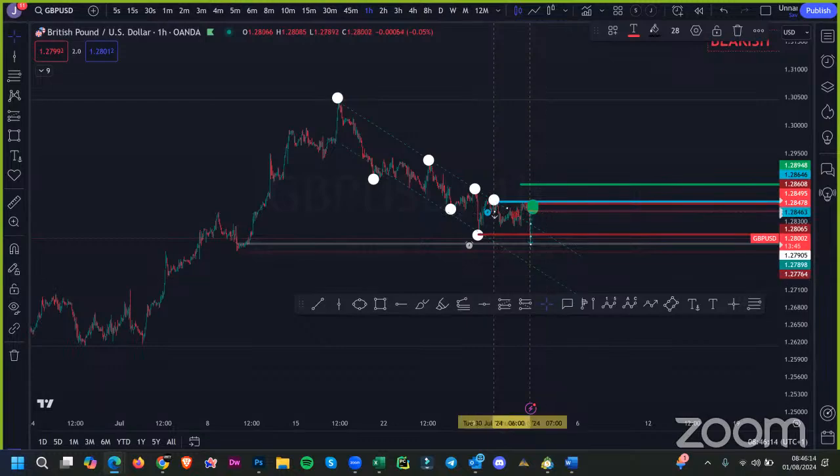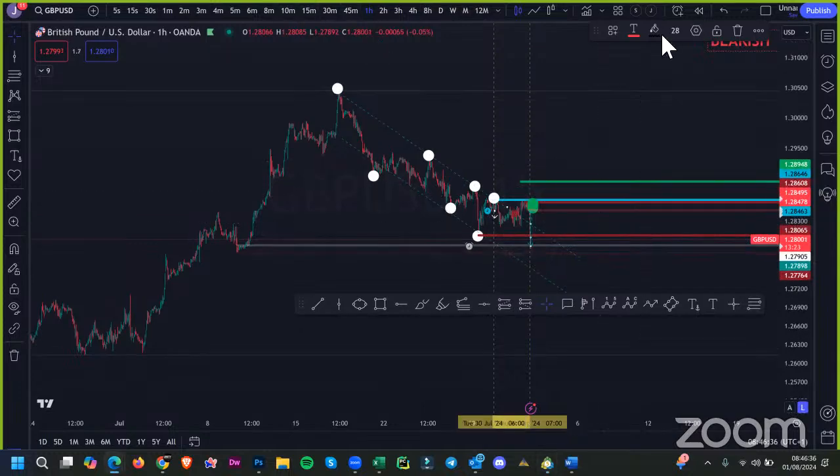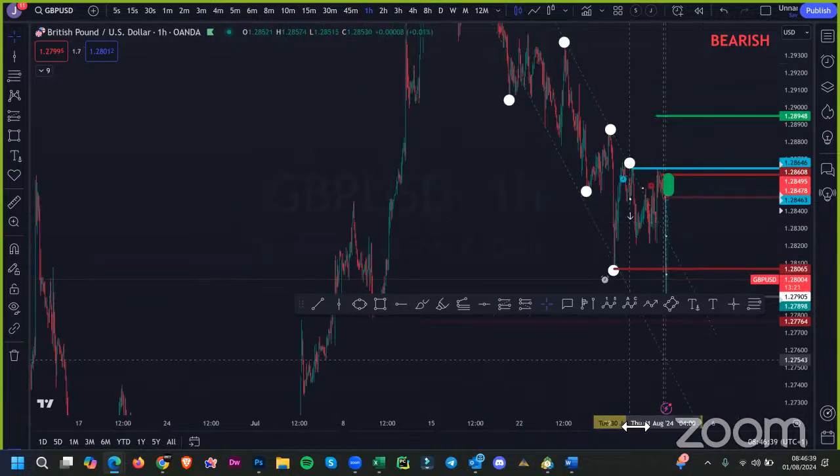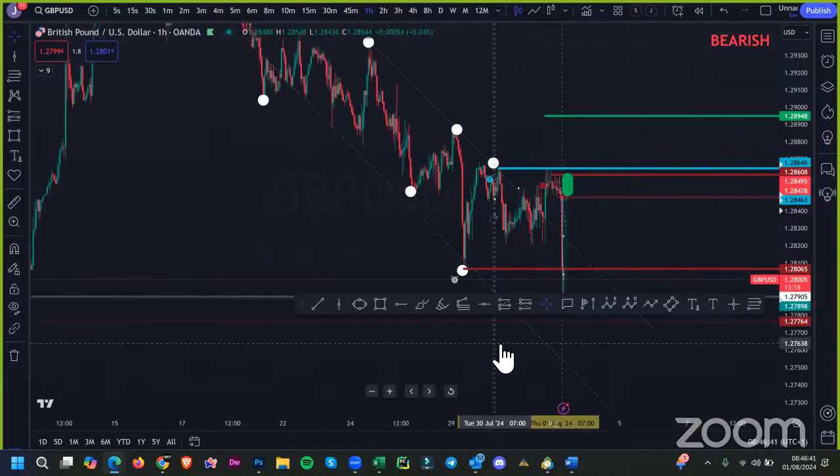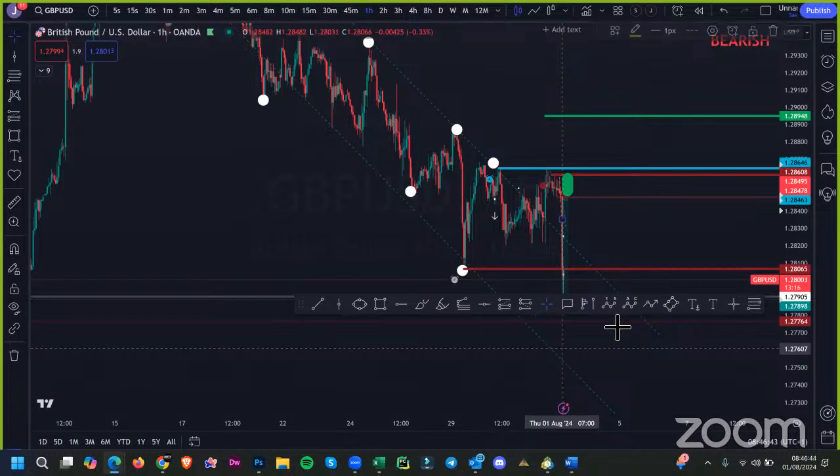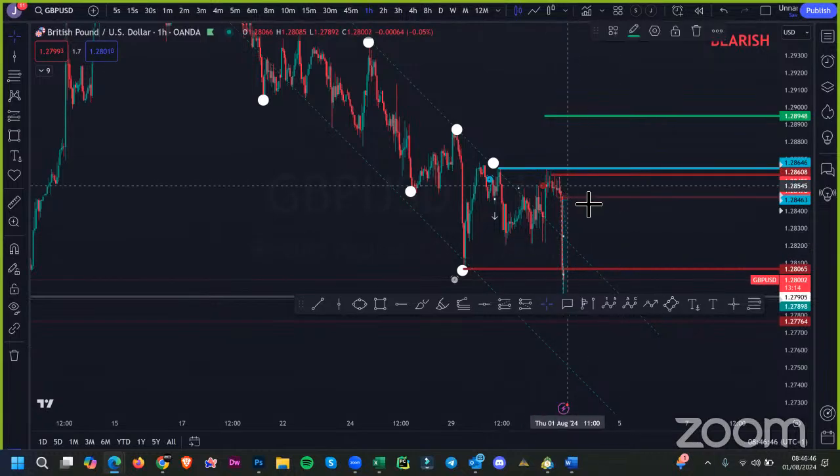Now what may occur is we may see a grab of liquidity, but I'm not expecting the market to break that level. So when we're looking at this over here, sorry guys, I'm trying to multitask, doing it badly. All right, let's get rid of this.